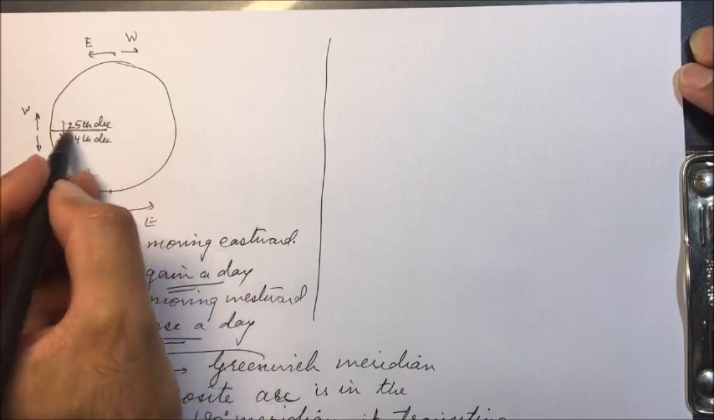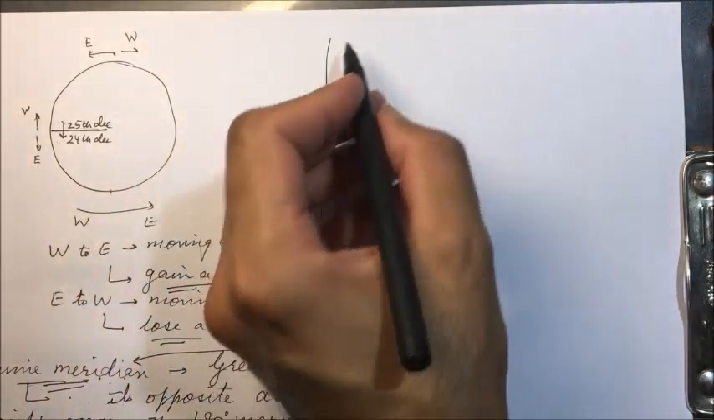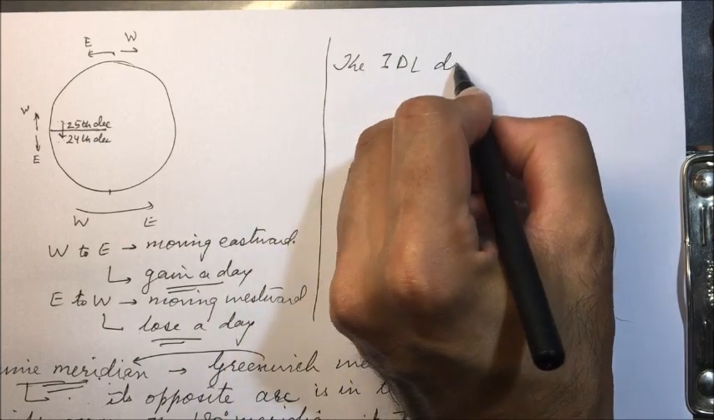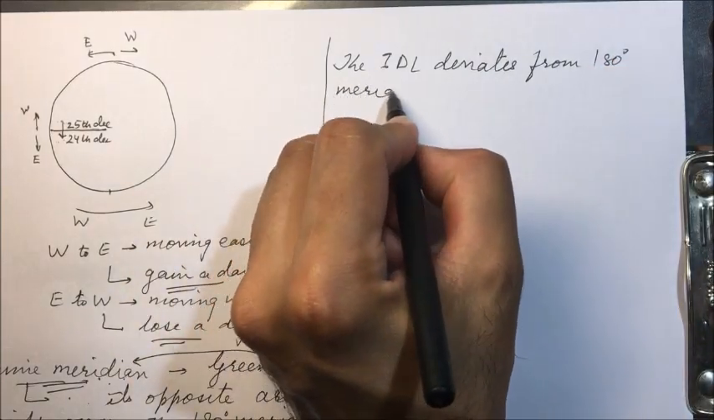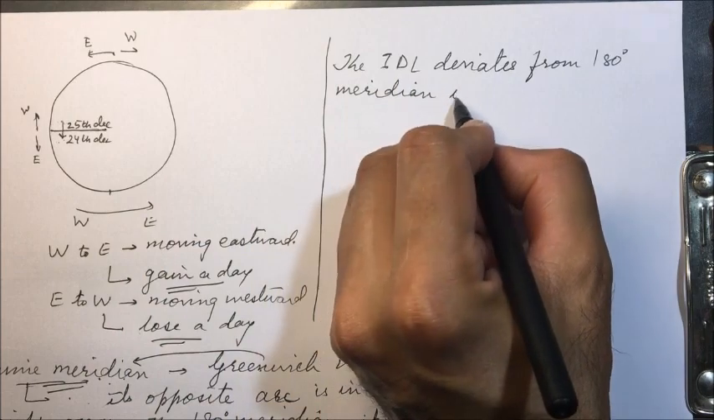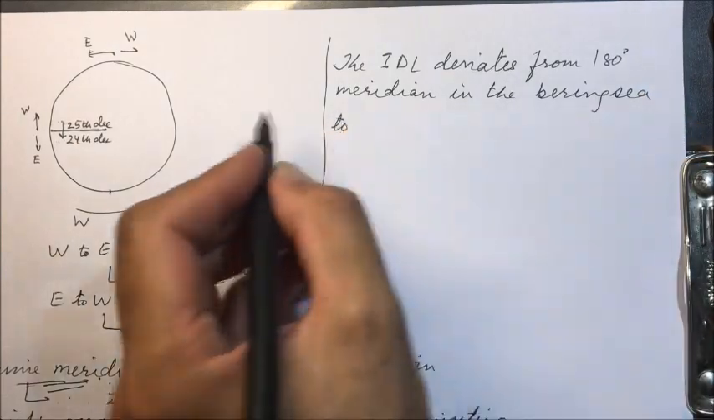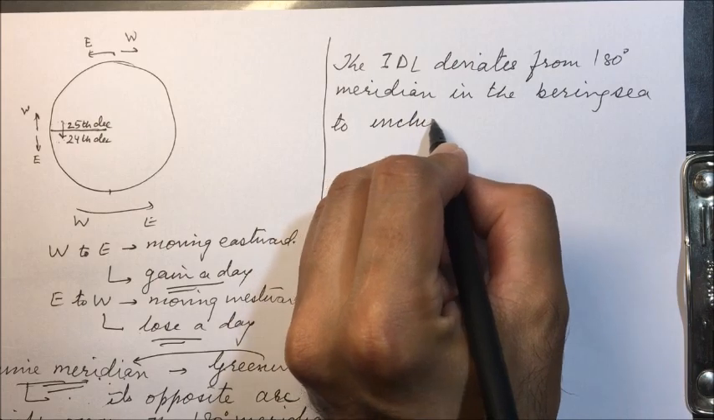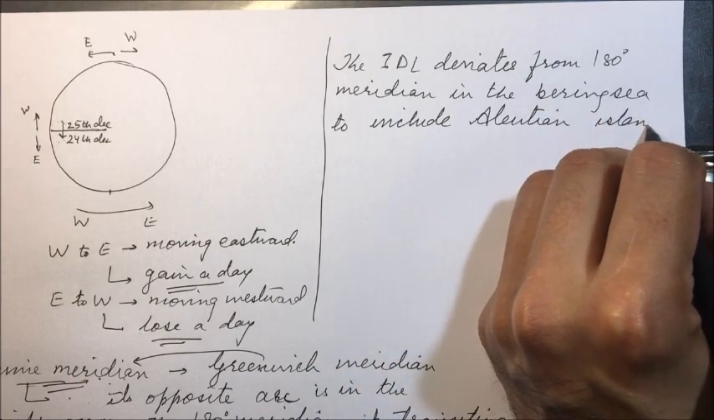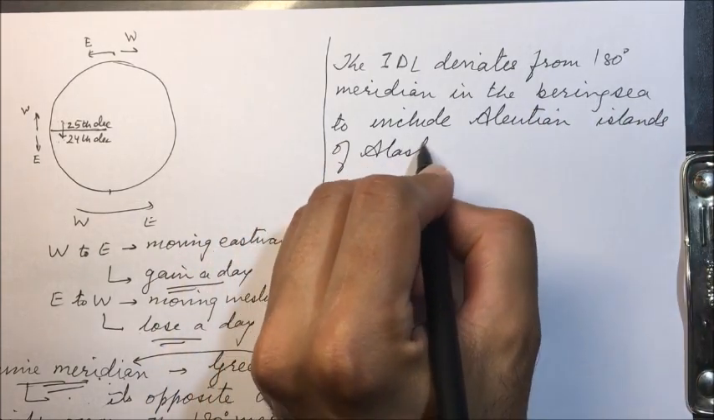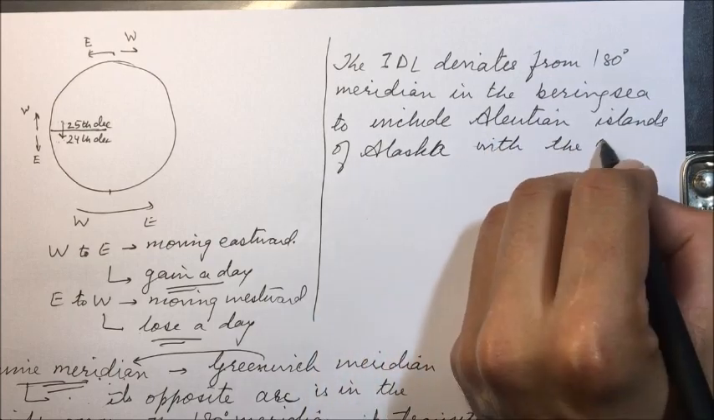And this international dateline, passing through the mid-Pacific Ocean, deviates from the 180-degree meridian in the Bering Sea to include the Aleutian Islands of Alaska within the same day.